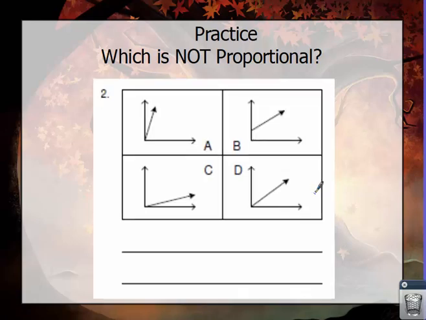What about number 2 here? Okay, well, which one is not proportional? Well, A, it is a line, goes through the origin. C is a line, goes through the origin. D is a line, goes through the origin. B is a line, but doesn't go through the origin. So it is not proportional.